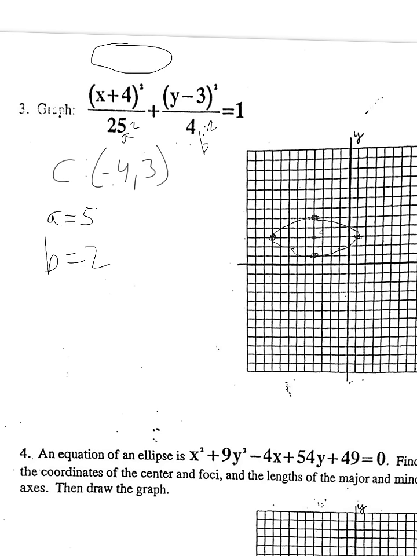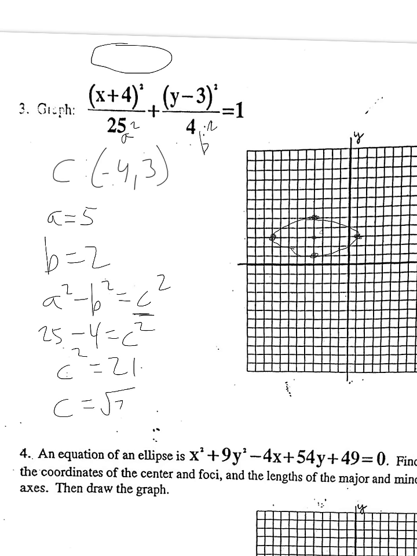Okay, the other thing I want to find are the focal points. Where are the focal points? So remember, the way we find the focal points, we have to find c, little c. And there's a relationship between a, b, and c. It's a squared minus b squared equals c squared. Remember, c is the distance from center to focus. We know a squared is 25. We know b squared is 4. So c squared is 21. That means c is the square root of 21.